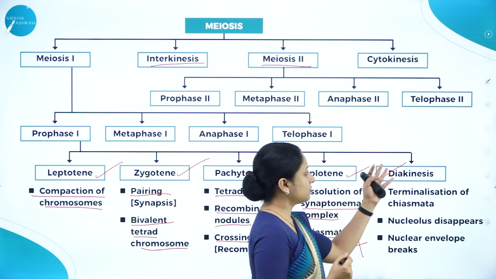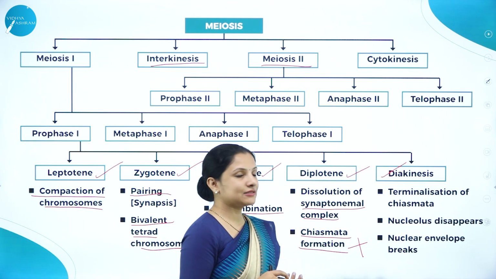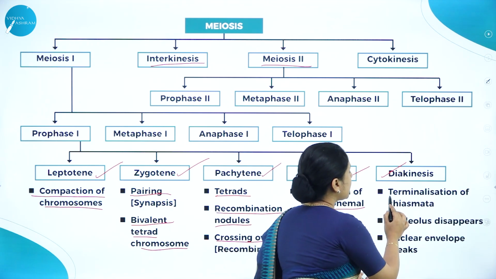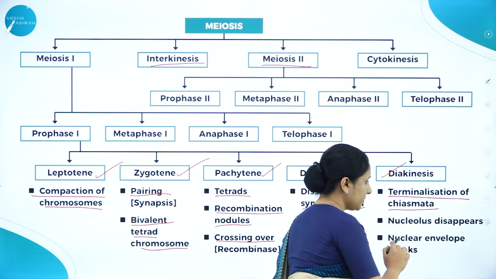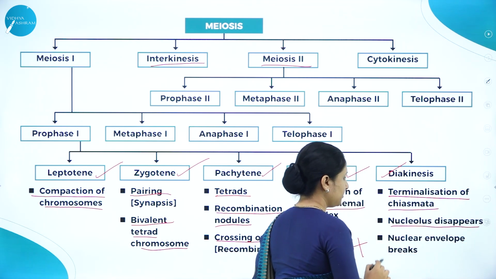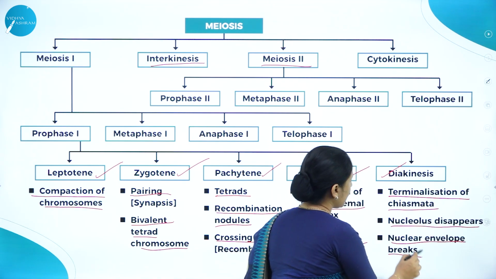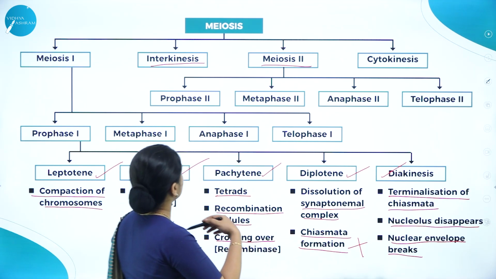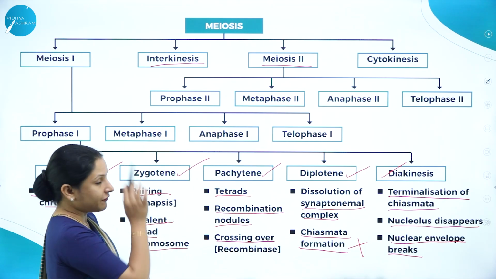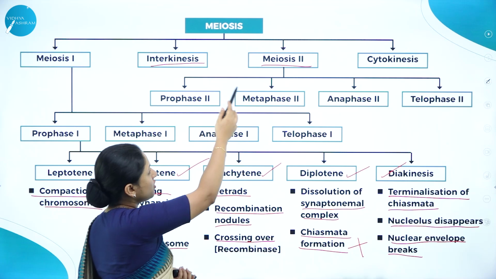After diplotene, it moves to diakinesis. Diakinesis is where the chiasmata formation will stop and the nucleolus will disappear. The nuclear envelope will break. After that, it will enter into interkinesis. After interkinesis, it will enter into meiosis 2.